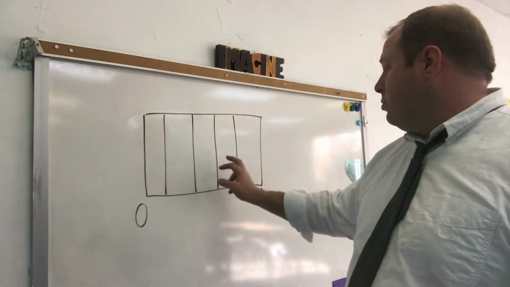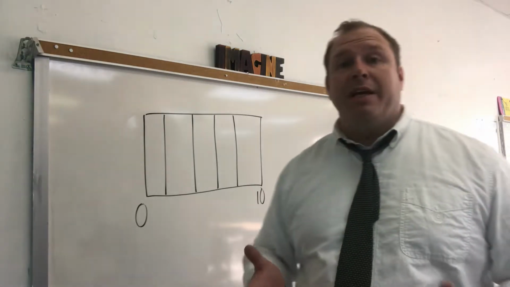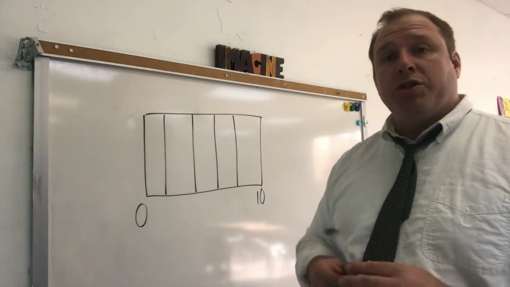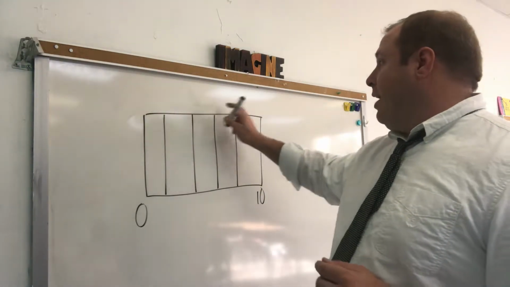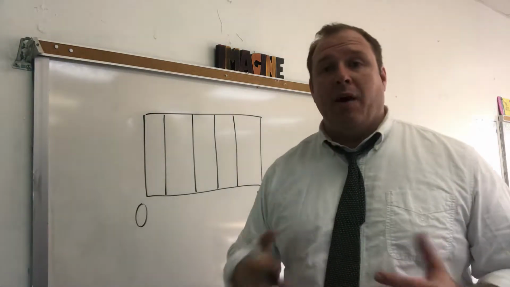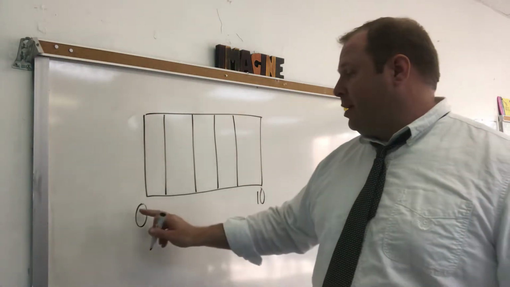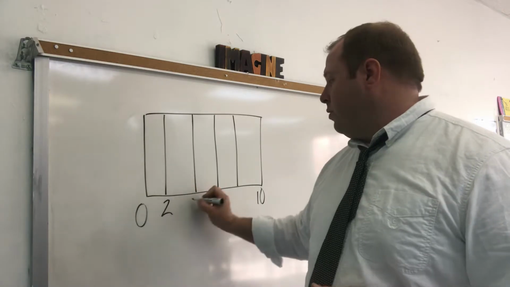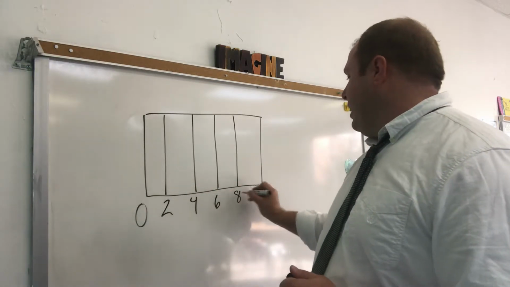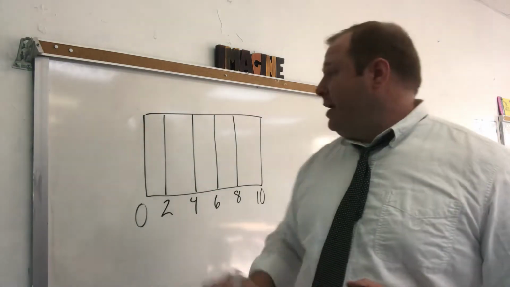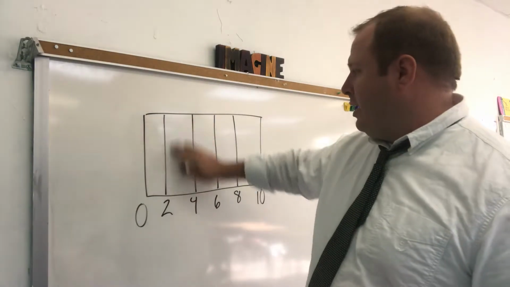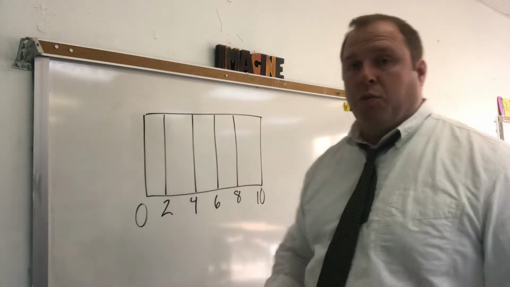So 1, 2, 3, 4. Well, our next one's 10. So obviously something's wrong. What your student's going to need to do is skip count and figure out what number they need to skip count in order to get to 10. So let's try the number 2. 0, 2, 4, 6, 8, 10. So that means each one of these columns is worth 2.